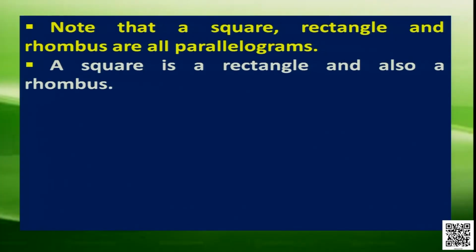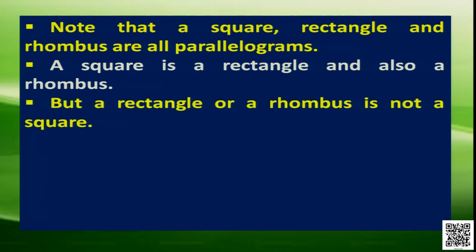A square is a rectangle and also a rhombus. But a rectangle or a rhombus is not necessarily a square. All rectangles are not squares, all rhombuses are not squares, but all squares are rectangles as well as rhombuses.